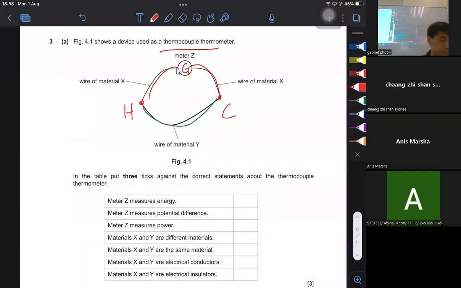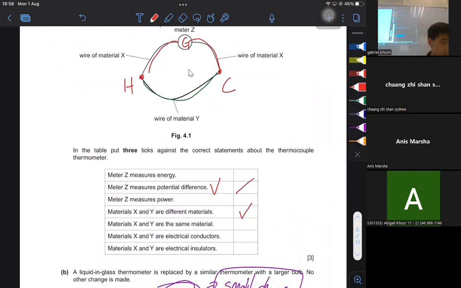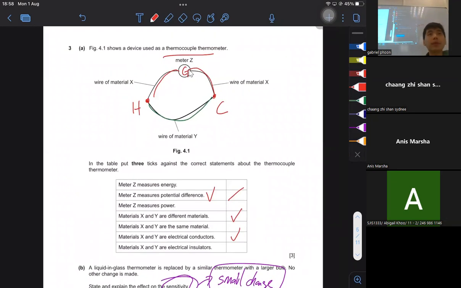So obviously, the first thing is you can measure potential difference, because it's either millivolts or milliamperes, right? Then after that, X and Y are different materials for sure. They must be different materials. If not, the whole thermocouple will not work, guys. And of course, X and Y are electrical conductors, because they must be metals. They must be different metals, guys. All right. So I think most of you should be able to get this one.